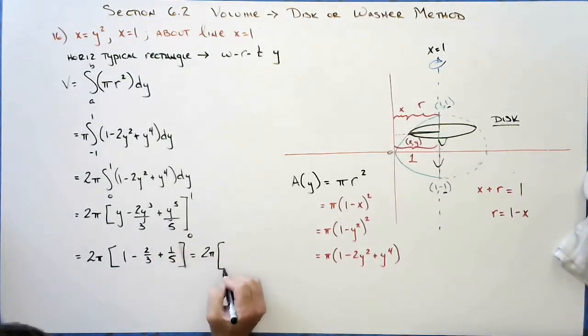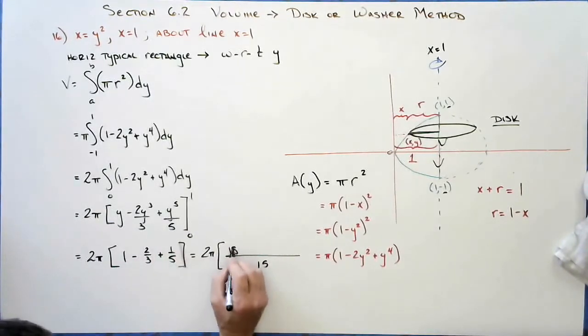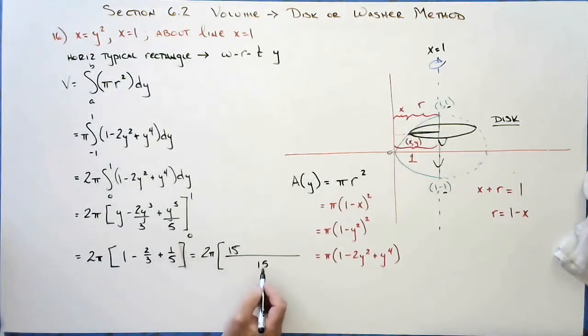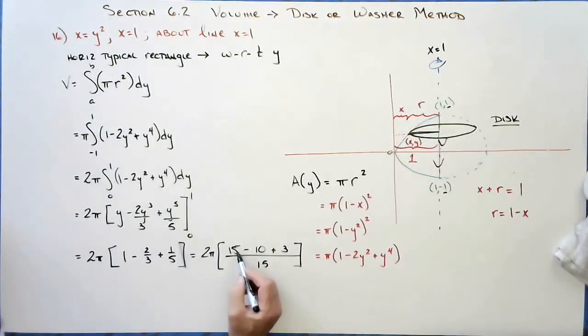Our common denominator here is again going to be 15. 1 gives us 15 over 15. 3 goes into 15 5 times. 5 times 2 is 10. 5 goes into 15 3 times. 3 times 1 is 3. And so we get 15, take away 10, plus 3, that's 8, times 2. So we're going to get 16 pi over 15. And assuming I didn't make a silly arithmetic mistake, which is a big assumption, that's the answer to number 16.